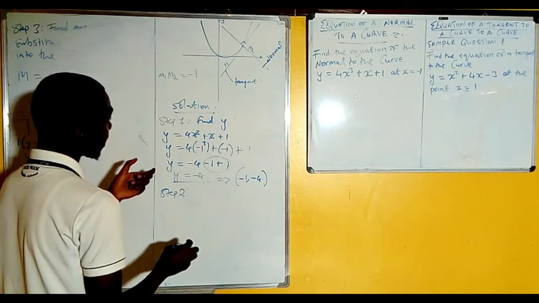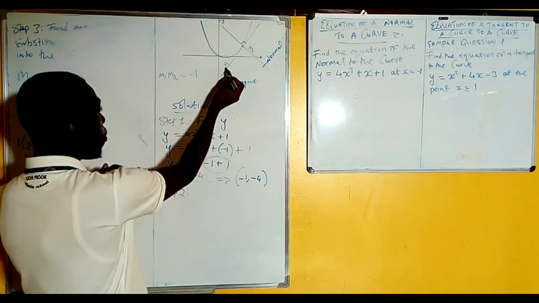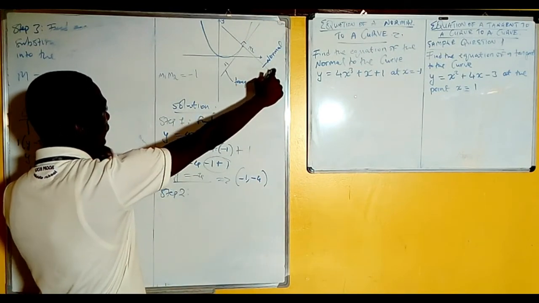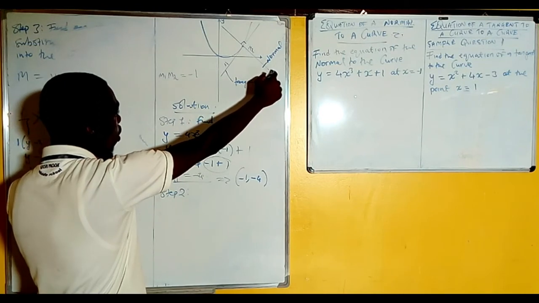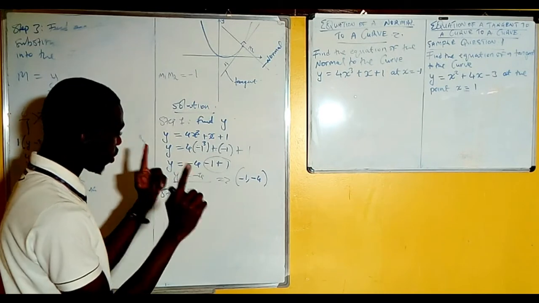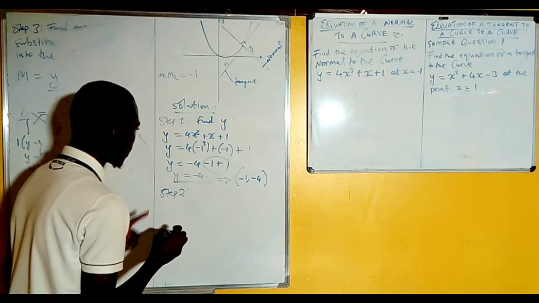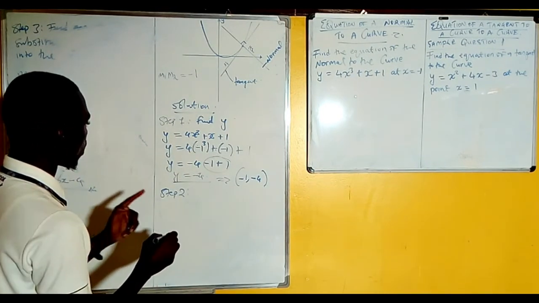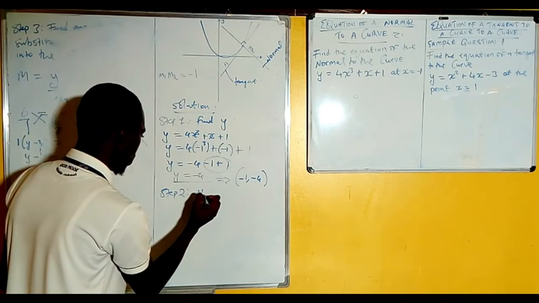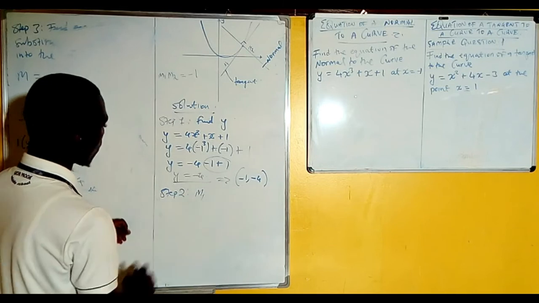So to find the gradient now, listen, we said m1 is the gradient for the tangent, but here what we want is for the normal. And so to find the gradient of the normal, you first of all have to find the gradient of the tangent. Then you use that relationship which we discussed. So the first thing here, we find the gradient of the tangent. So find m1, which is for the tangent.